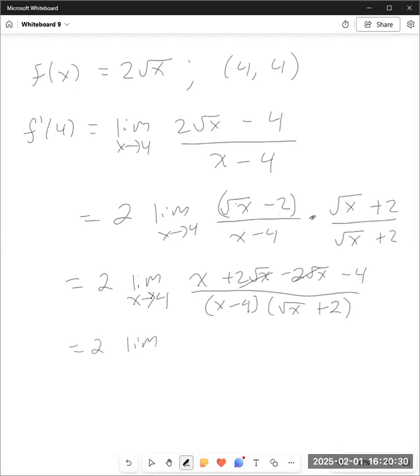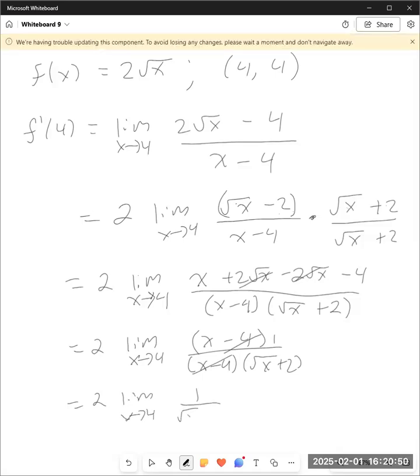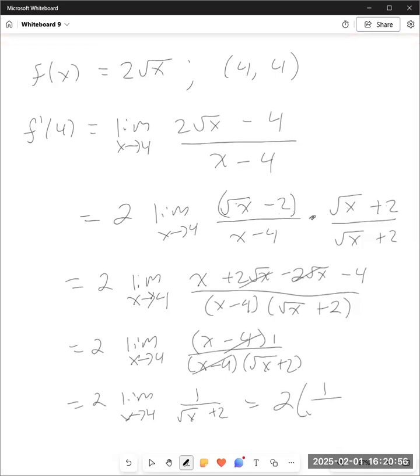So x minus 4 in the numerator, x minus 4 in the denominator, root x plus 2. We're going to cancel, and that gives us 2 times the limit as x goes to 4 of 1 over root x plus 2. Don't forget that 2: 2 times 1 over root 4 plus 2 is 2 over 2 plus 2. That's 2 over 4, which is 1/2.